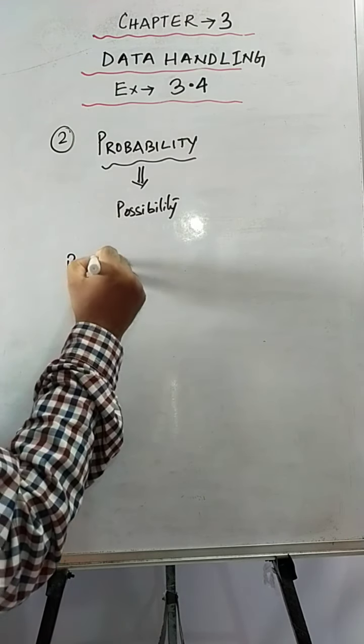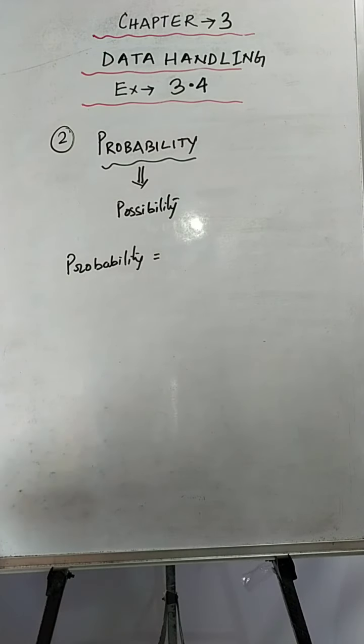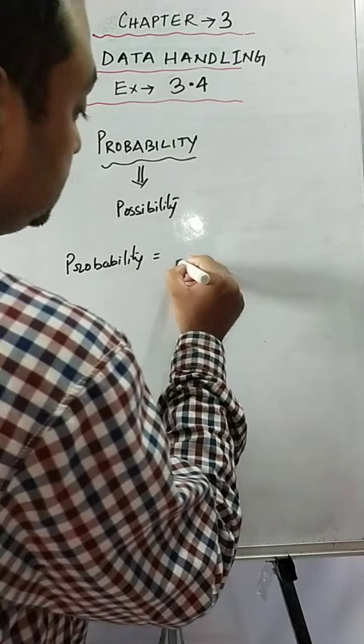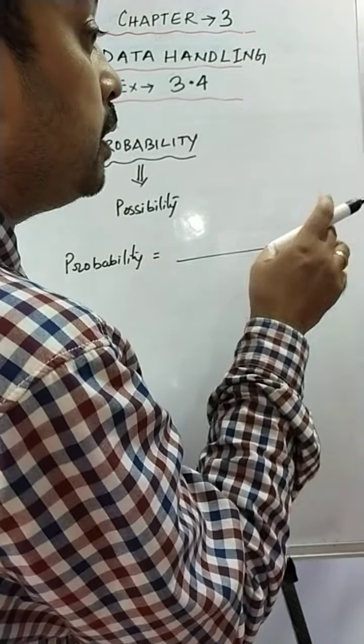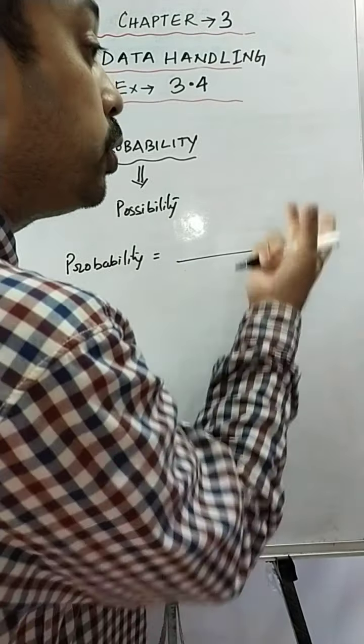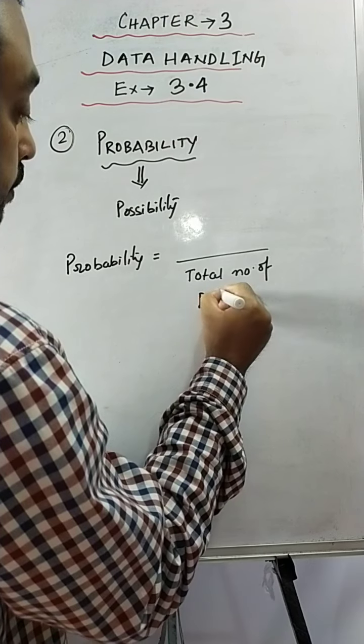Probability. So what is the probability formula? What is the total number of possible outcomes? That is, suppose any event is there, you have to see what is the total number of outcomes possible on that particular event. So that would be in the denominator place. That is, total number of possible outcomes.